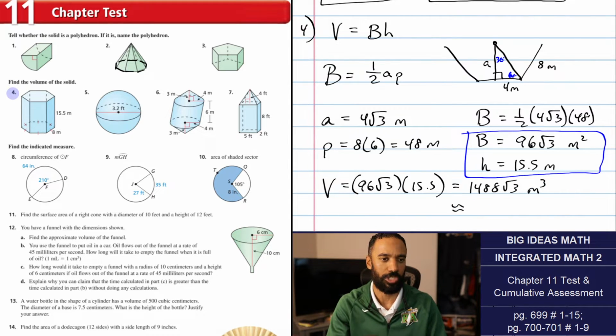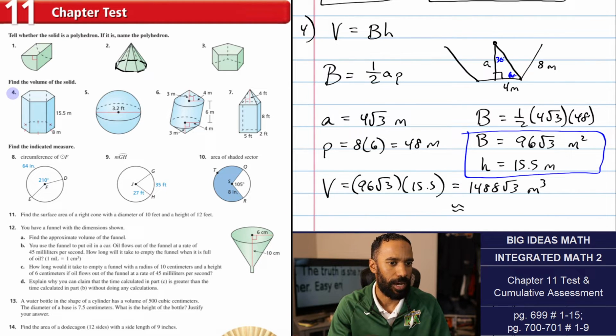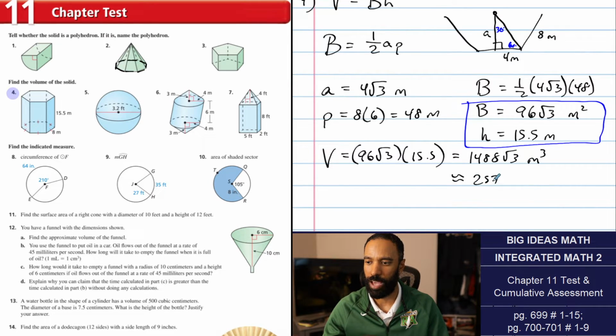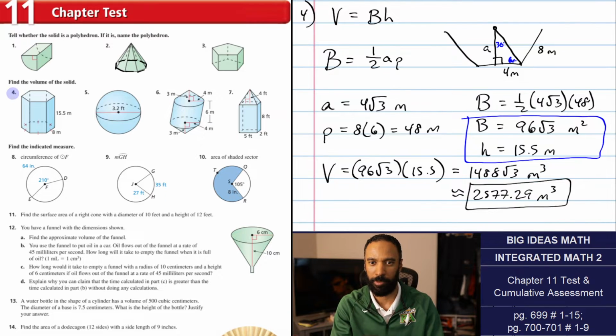And that rounds to, when you multiply by root 3, normally we're doing nearest hundredth stuff. 2577.29. 2577.29 cubic meters. That's the volume of this prism for number 4.